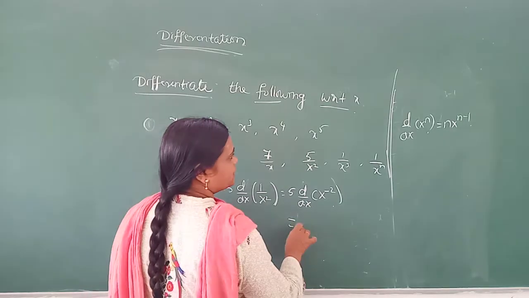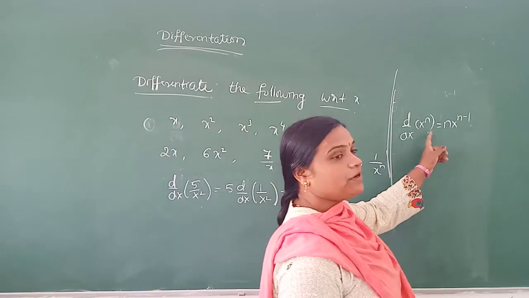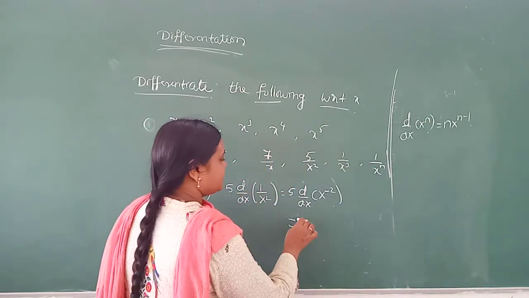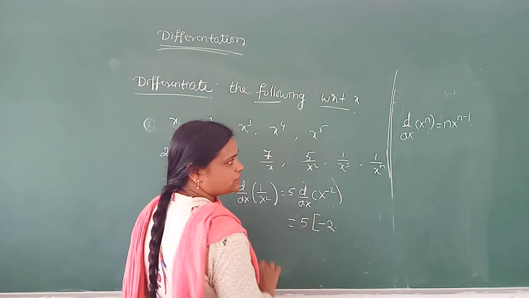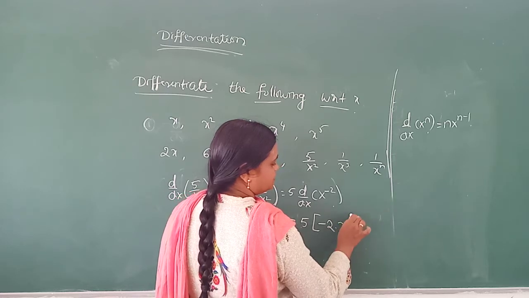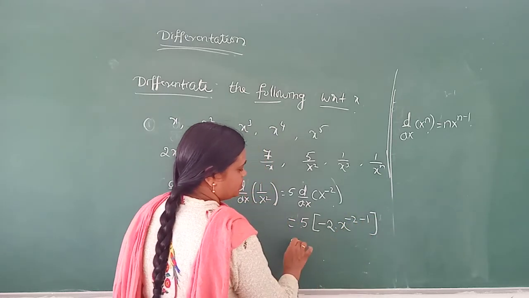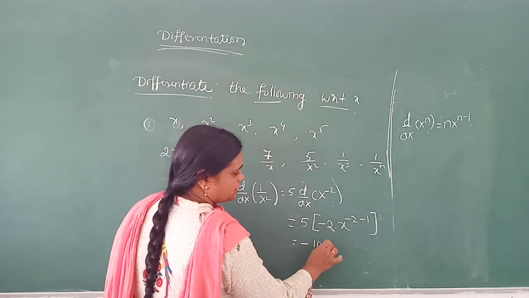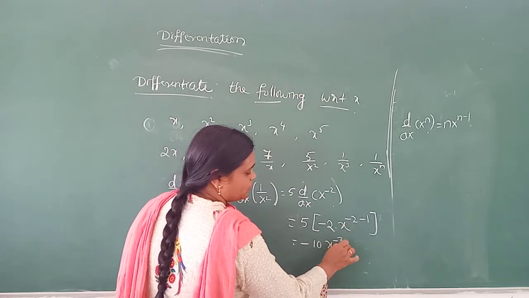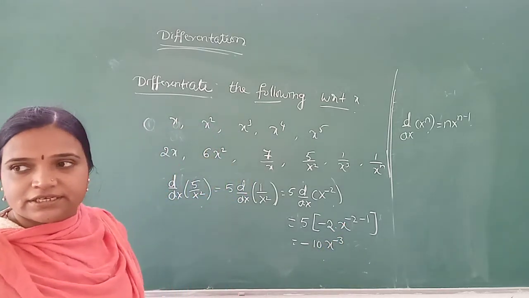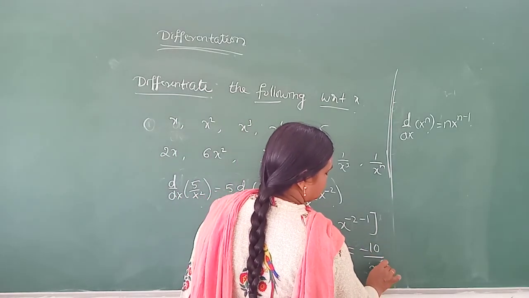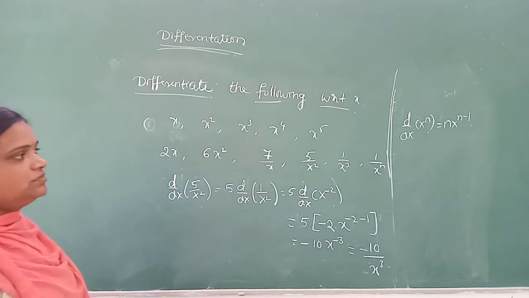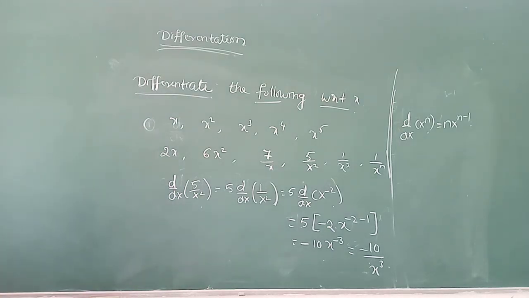Again we are applying the x to the power n formula. Therefore we are writing 5 as it is. And n is what here? Minus 2. We will take minus 2, x to the power n minus 1, which is minus 2 minus 1. 5 into minus 2 we will get minus 10, x to the power minus 2 minus 1, minus 3. If we need minus to become plus, we can write it as x to the power 3 in the denominator. Okay. In this way we can do the example.